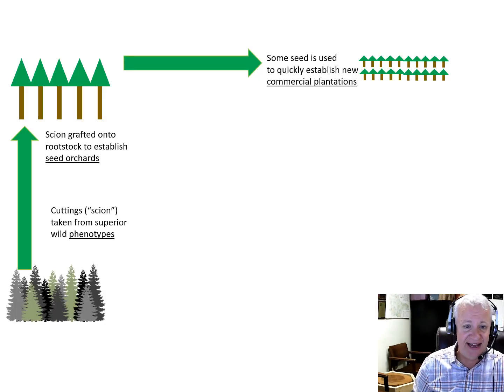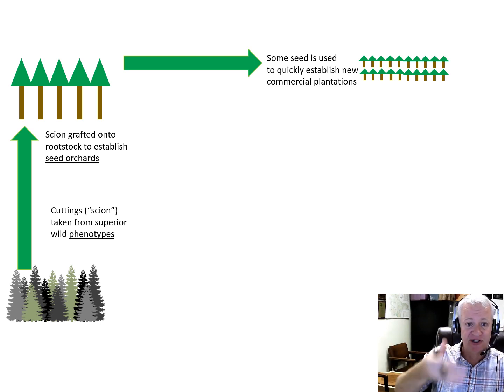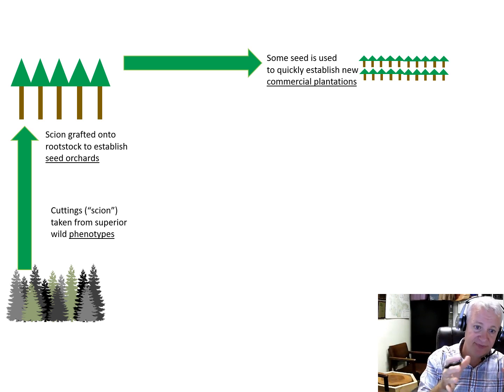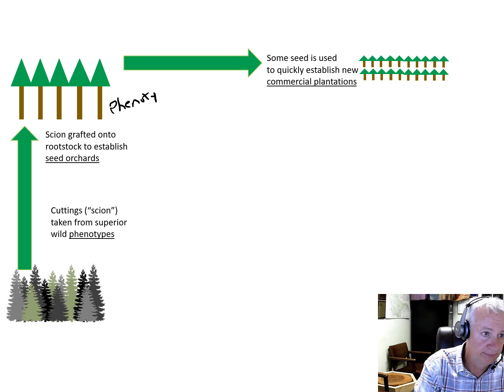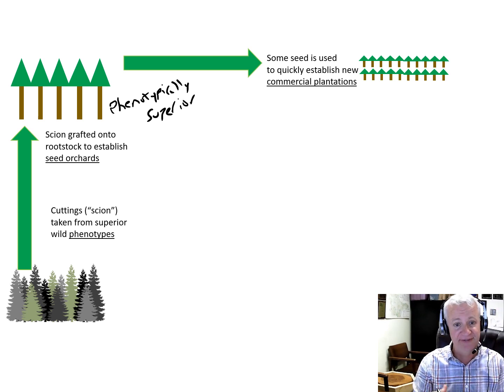So once you have that seed orchard, you can use seed from that seed orchard to quickly establish new commercial plantations from cones or seed collected from that seed orchard. So when you're thinking about this, these seed orchards are phenotypically superior. We don't know that they're genetically superior yet because, again, phenotype is a mixture of genetics and environment.